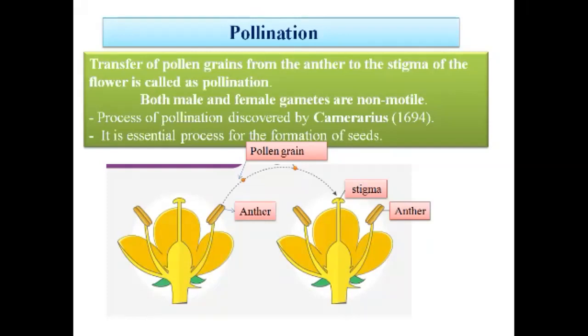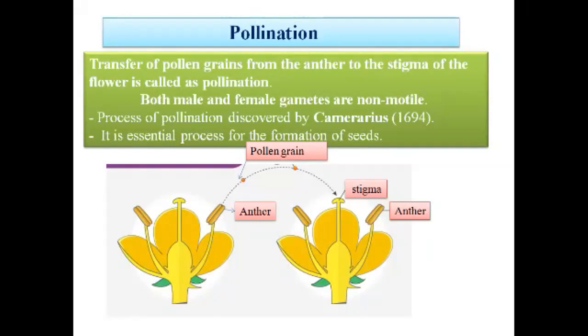Both male and female gametes are non-motile. Therefore, pollinating agencies or pollinating agents are required to carry or transport pollen grains from anther to stigma of flower. This process is very essential for the formation of seed or fruits. This process was discovered by Camerarius in 1694.